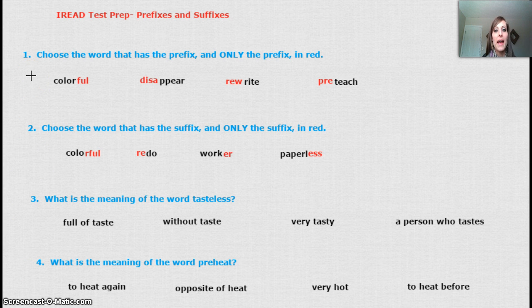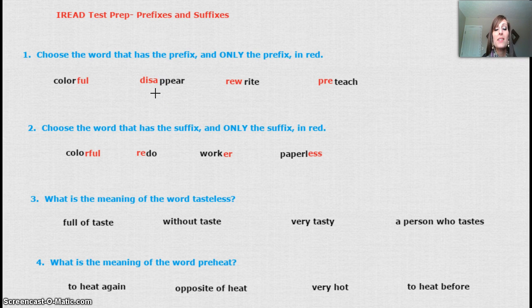Number 1. Choose the word that has the prefix and only the prefix in red. Remember, a prefix gets added to the beginning of a root word. Let's look at my choices. Colorful. Full is not at the beginning of the root word. Full is a suffix. That's not my answer.